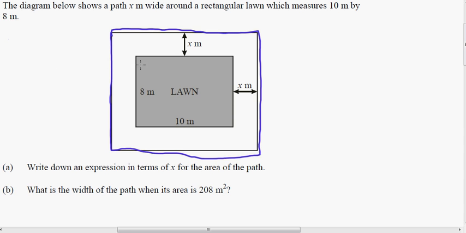Anyway, I would look at that, and then you have the area of the lawn. The area of the lawn is pretty easy. It's just base times height, which is 80. So if you took the area of the whole thing minus 80, you would get the area of the path. That's where the logic comes in on this.